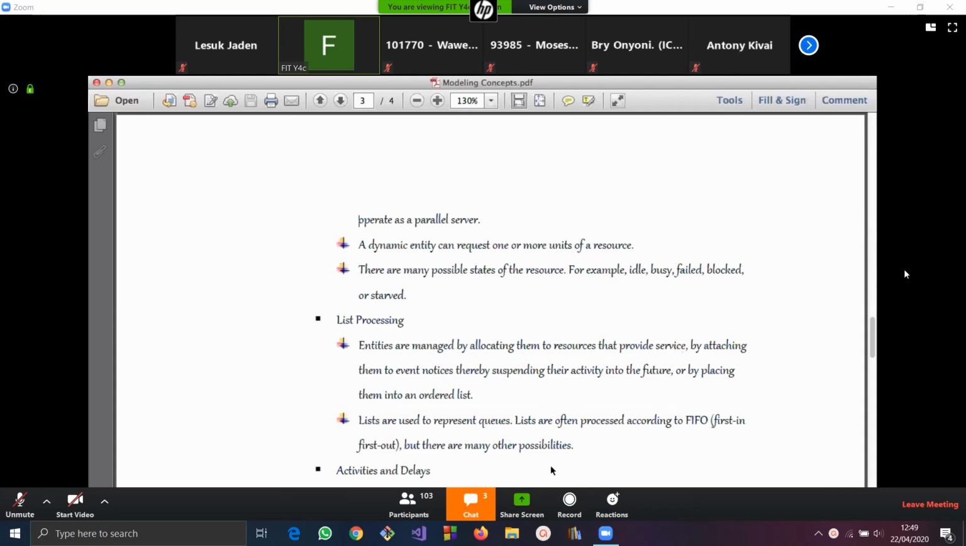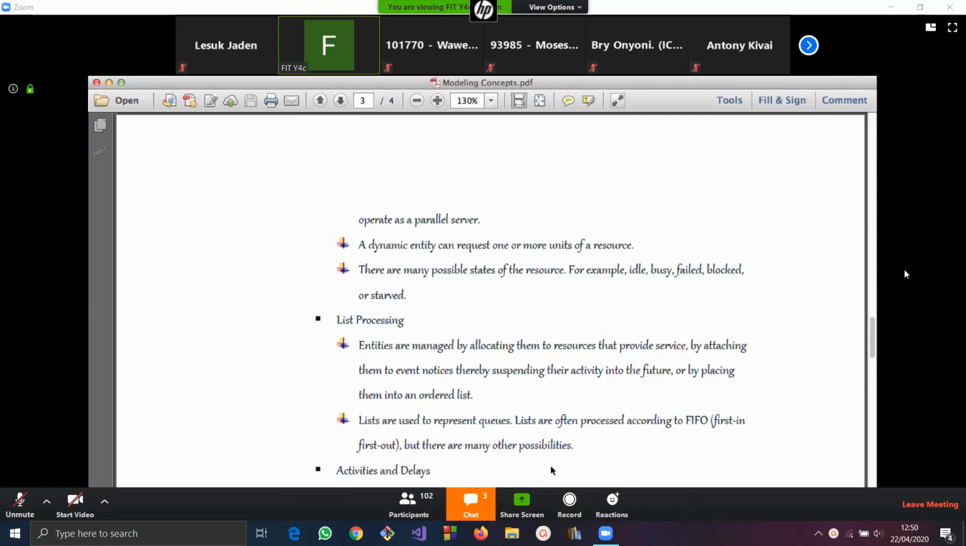A dynamic entity can request one or more units of a resource, meaning the teller can actually invite. You have actually seen, I think, at Cooperative Bank, I think I've implemented this, where they tell people to sit, and then you see the counter calling. When you are not called, you are in an idle state. When you are called, it means the resource is calling for you to go to a particular element to be served. So if you reflect on those, it becomes a little bit clear.